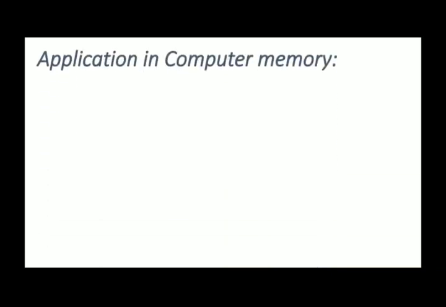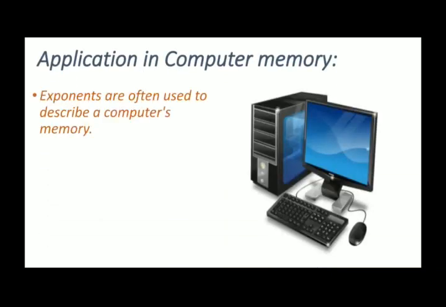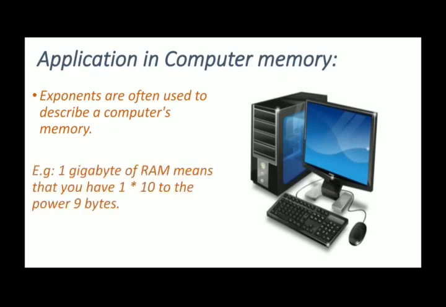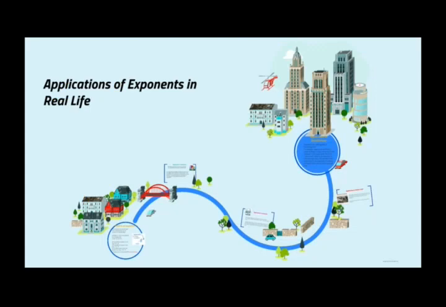And its application in computer memory. Exponents are often used to describe a computer's memory. For example, 1 gigabyte of RAM means that you have 1 into 10 to the power 9 bytes. Using exponents and powers in various fields, we still have a very simple problem which even mathematicians find difficult.